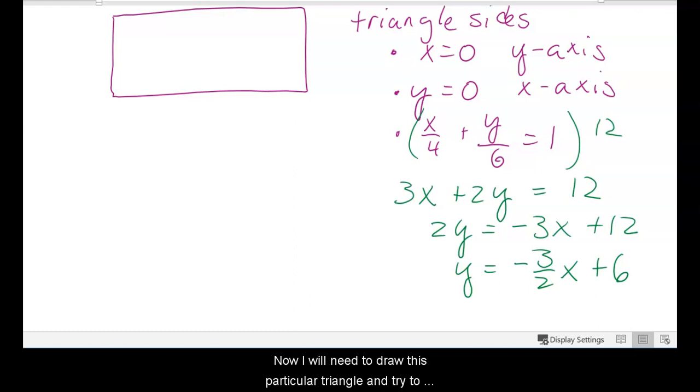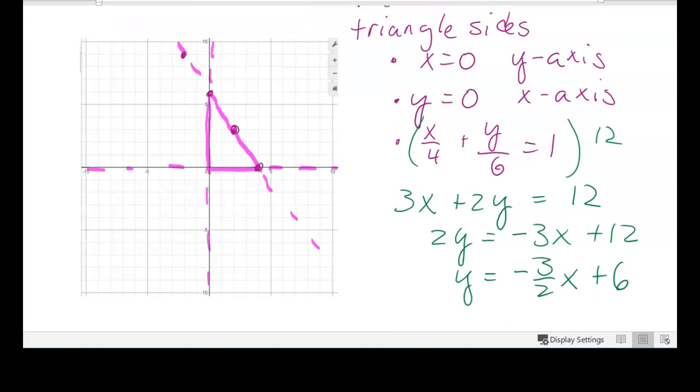Now I will need to draw this particular triangle and try to fit a rectangle inside of it. Let's pause here and produce the graph. Pause the video, draw the graph with those 3 as your sides, and see if your picture matches mine. Looking now at the graph, you can see that I have produced the graph of the negatively sloped line here, the graph of the x-axis y equals 0, and the graph of the y-axis x equals 0. I've made solid the triangle that I have here. Note that it is, in fact, a right triangle.